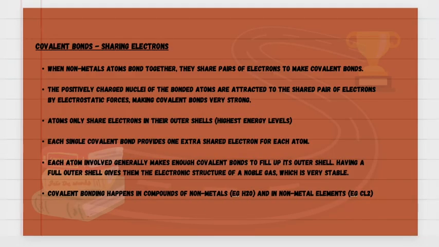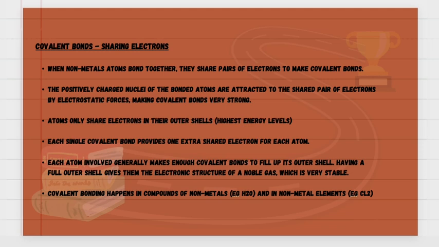Covalent bonding, sharing electrons. When non-metal atoms bond together, they share pairs of electrons to make covalent bonds. The positively charged nuclei of the bonded atoms are attracted to the shared pair of electrons by electrostatic forces, making covalent bonds very strong. Atoms can only share electrons in their outer shells, highest energy levels.